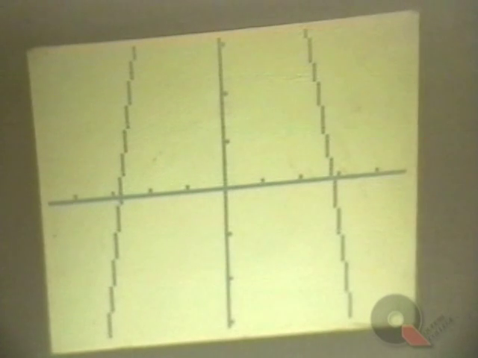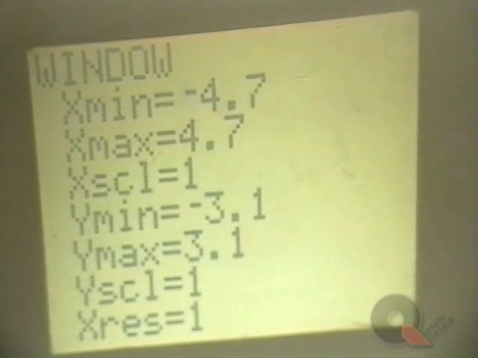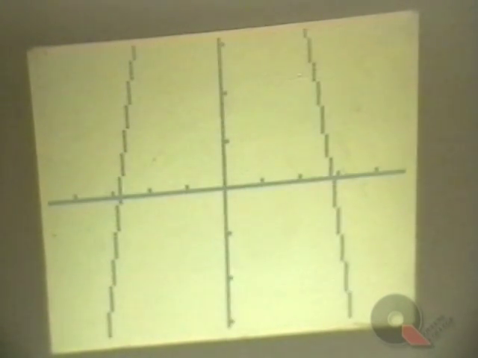In either case, if we hit the window now, it switched my window from minus 4.7 to 4.7 for x, minus 3.1 to 3.1 for y. If I hit the graph button, I'm seeing y equals 8 minus x squared, but only in that viewing window. Now you say, well, that's not fabulous because I'm cutting off the turning point of the parabola and so on.